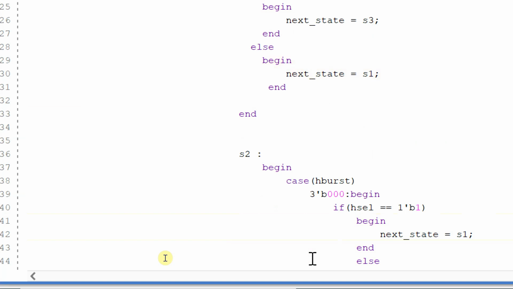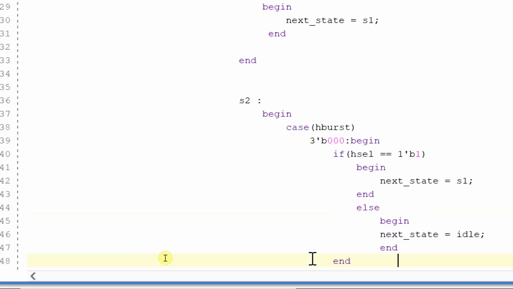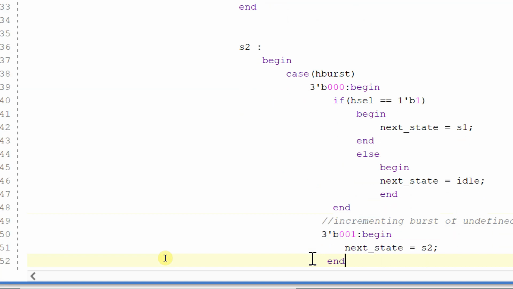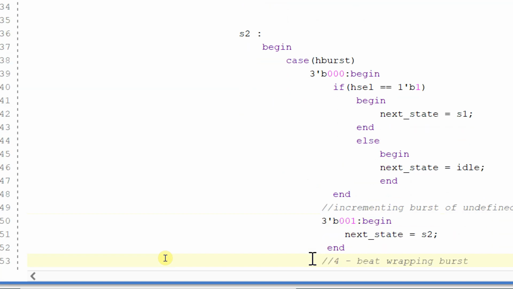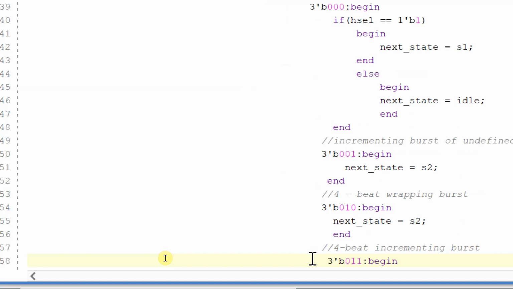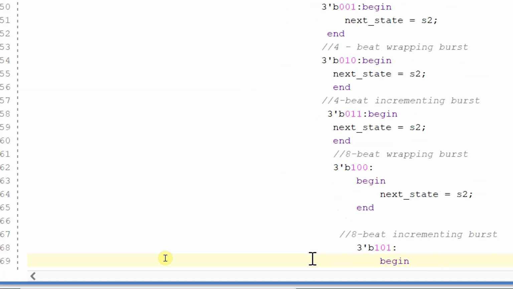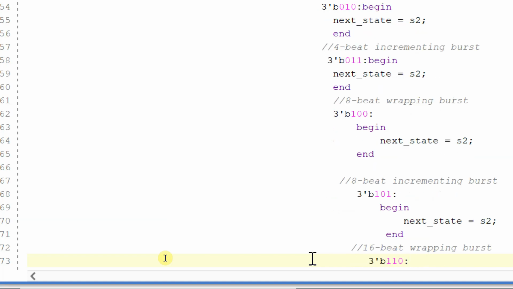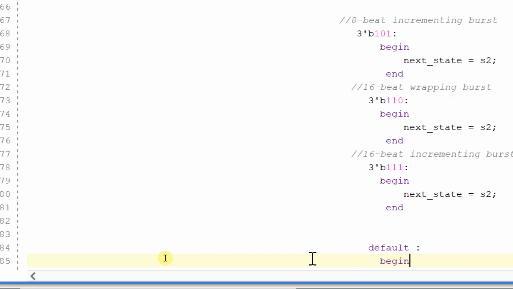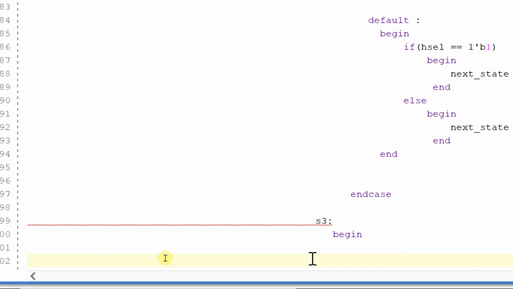the default state is S1, and coming to S2 state we are again considering the h_burst signal, and if h_burst is equal to 000 we are considering the h_select. If it is equal to 1 then next_state is equal to S1 else idle, and we are considering h_burst which is equal to 001, then it should be in S2 state only, and if it is 010 it should be in S2 state only, followed by other scenarios we are writing here. So now let's write the logic for S3 state.